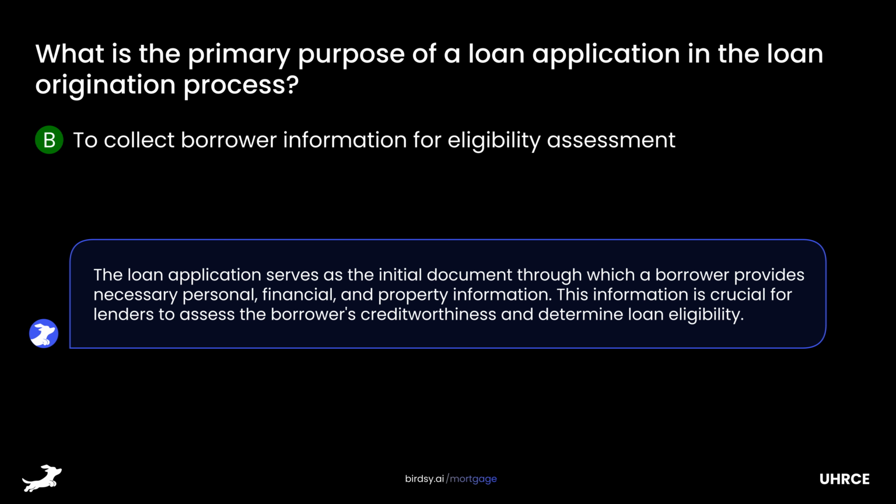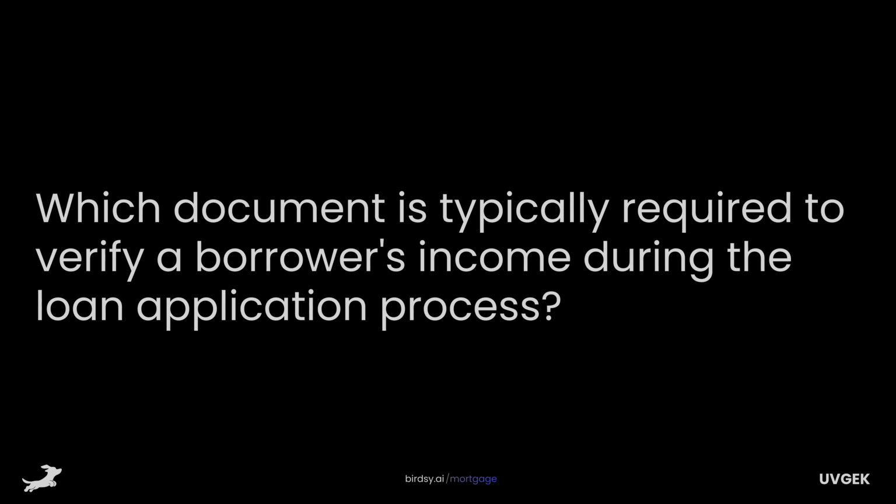The loan application serves as the initial document through which a borrower provides necessary personal, financial, and property information. This information is crucial for lenders to assess the borrower's creditworthiness and determine loan eligibility. Which document is typically required to verify a borrower's income during the loan application process?